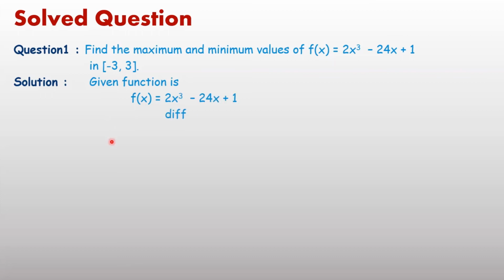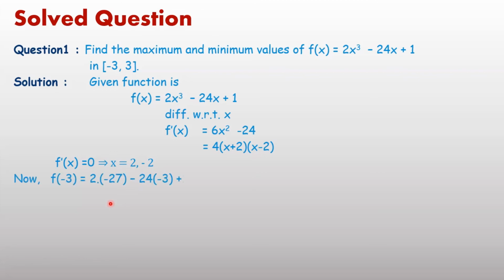Then find f'(x). Differentiate with respect to x. f'(x) you will get 6x² − 24. Taking 4 common, x² − 4 equals (x + 2)(x − 2). For critical points, f'(x) = 0 implies x = +2 and −2. Two values of x you are getting.